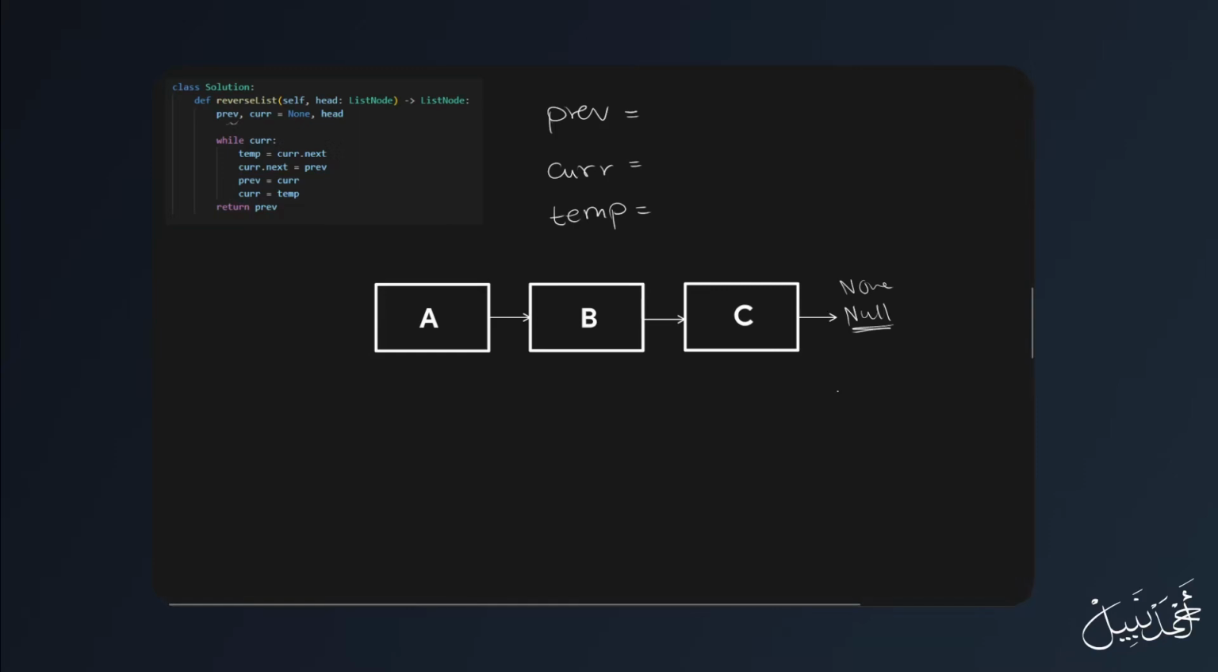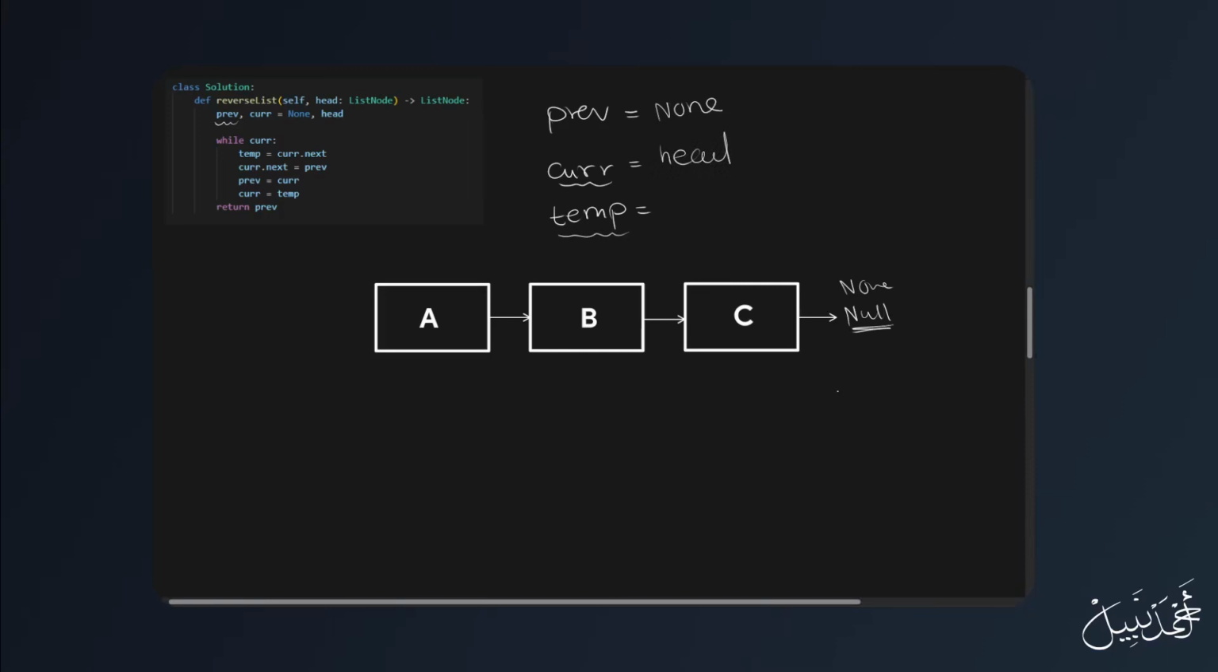First, before this, we will give previous a none value, and current we will set to the value of the head, and this temporary we will assign a value when this while loop starts. So when the while loop starts, this temporary takes the value of the next of the current. This current points to this head, and the next to it is this B node. So the current value of this temporary is going to be B.